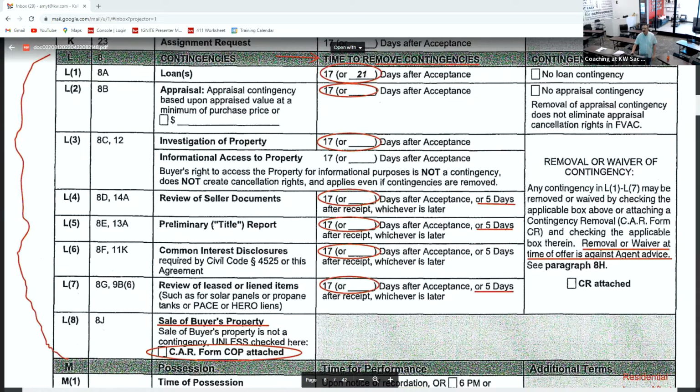Let's see here. Review of liened or leased items. So I spoke about this a little bit in the listing agreement class. You want to make sure right off the bat, if you're dealing with an FHA or a VA buyer, if there is solar that was installed on the house, or a new HVAC system, new windows, anything like that that the seller has financed, you want to make sure they didn't finance it with a PACE loan. Because if there's a PACE loan, that will have priority over an FHA or VA finance loan for your buyer.